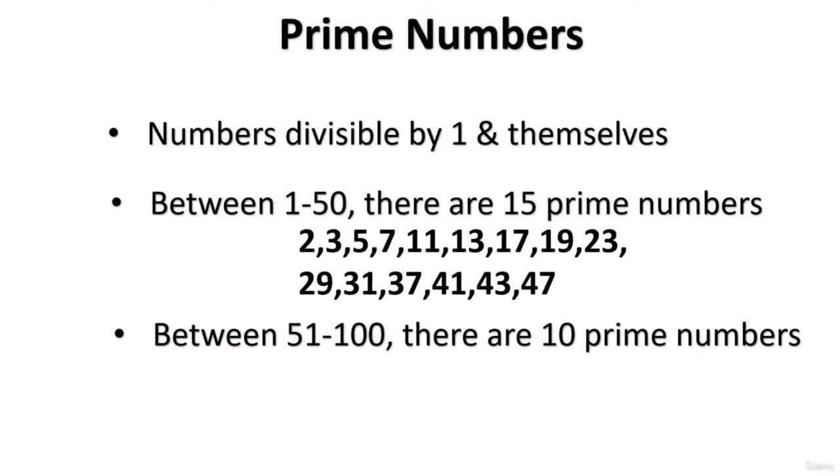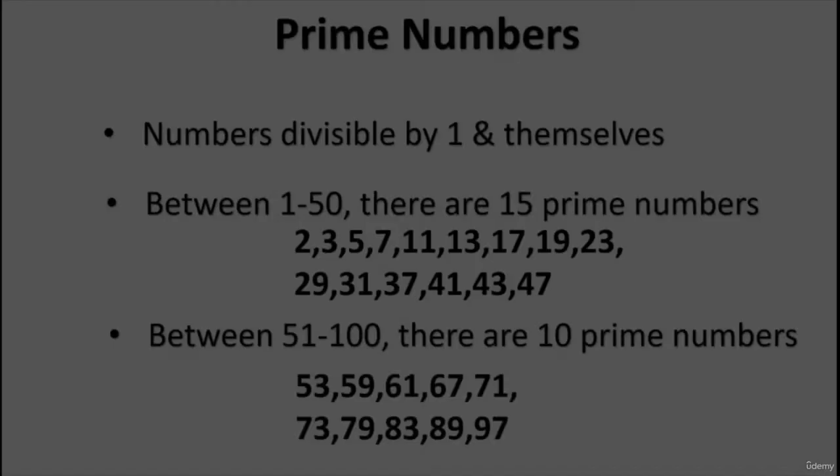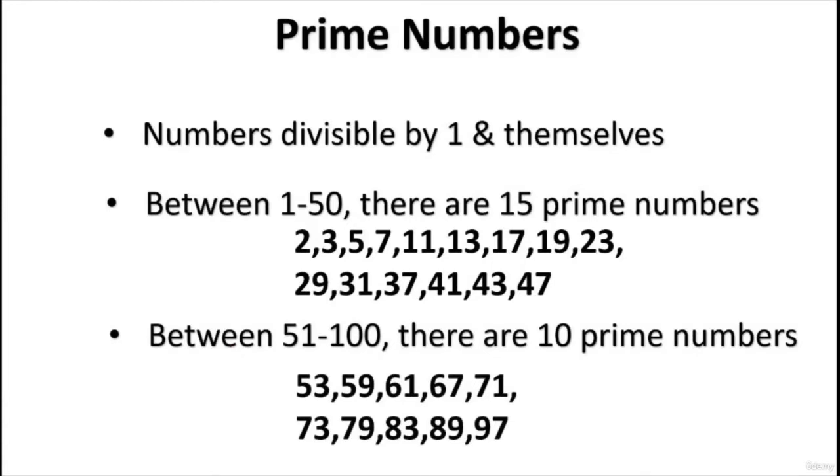And between 50 to 100 I have 10 prime numbers, which are they? 53, 59, 61, 67, 71, 73, then uske baad 79, uske baad 89, and then 97. Okay, all these 10 prime numbers.